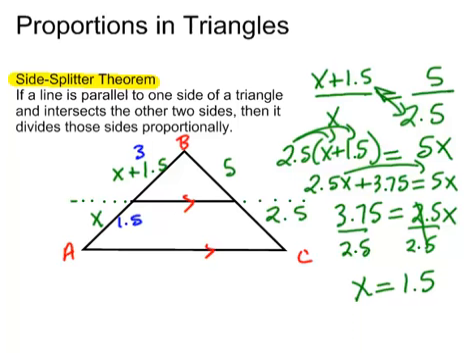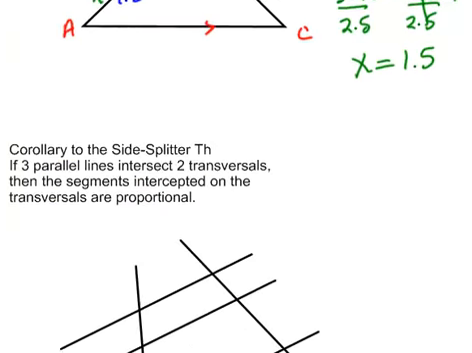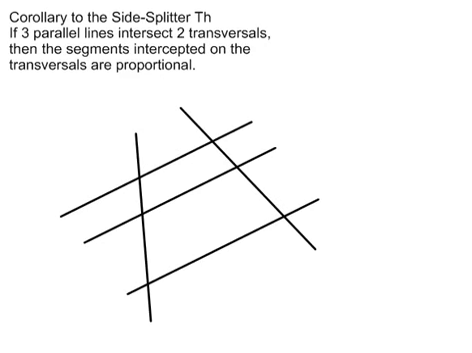Moving on. Let's look at the next theorem. Now this theorem is based upon the parallel lines. This is the corollary to that side splitter theorem. If three parallel lines, here we go, intersect two transversals, so we have a transversal L and a transversal M. We'll just call these lines A, B, and C. Then the segments intercepted on the transversals are proportional.